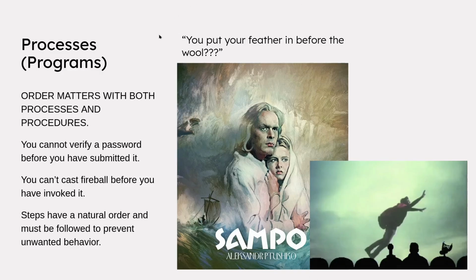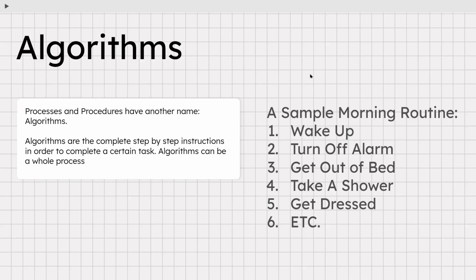I put that in here because it's a joke about processes. Order matters in everything that you do in programming. And another thing we can think of when we think about processes and procedures is we can call the collection of these things algorithms. And algorithms are the mathematical step-by-step instructions in order to complete a certain task.